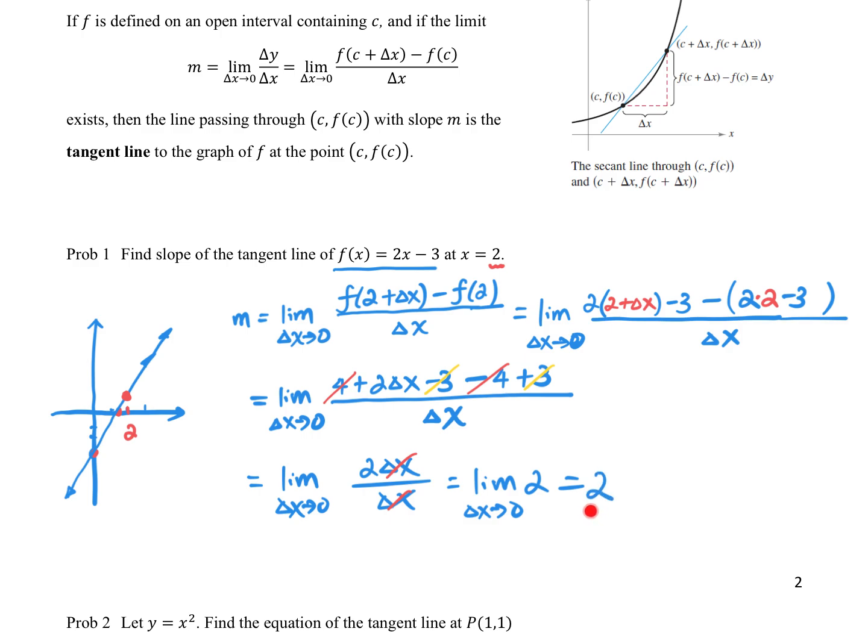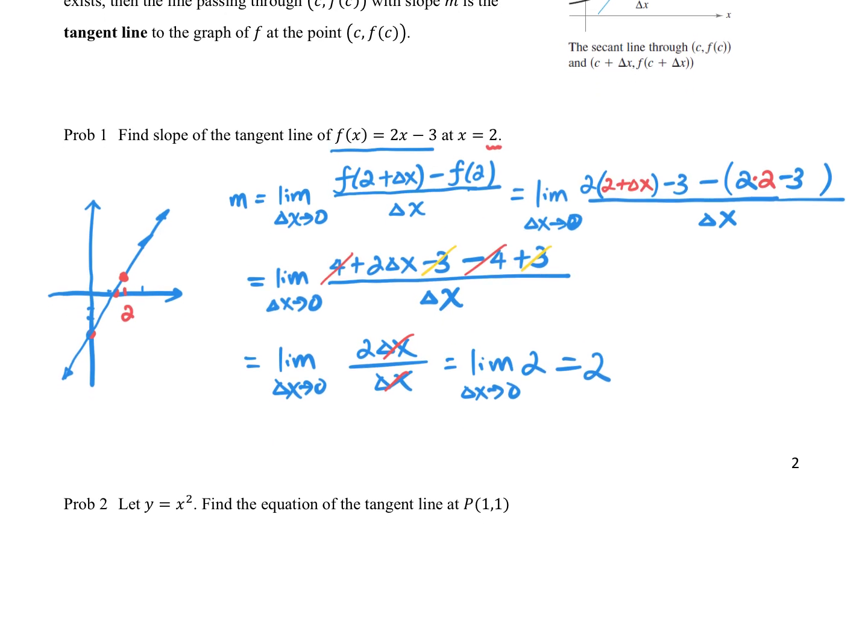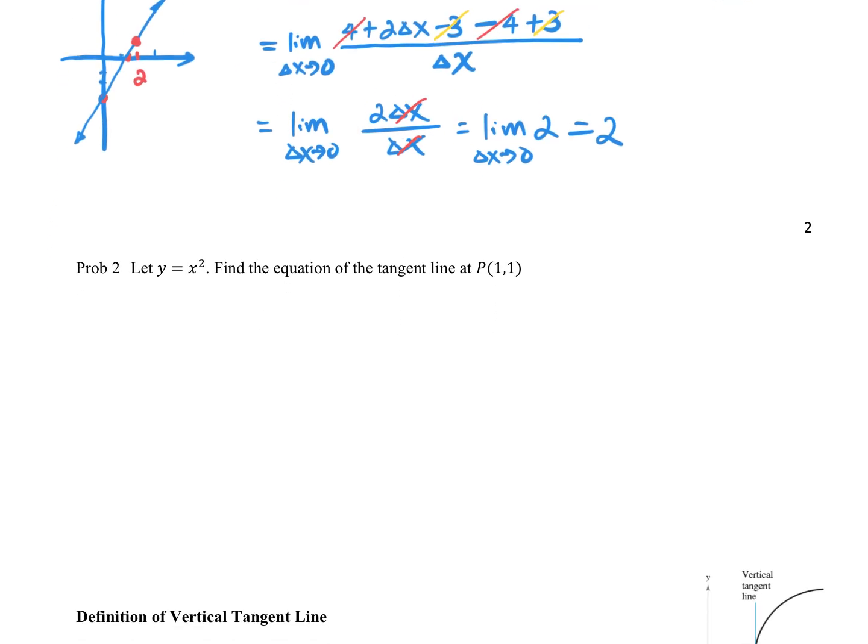And therefore, the slope of the tangent line at x equals 2 is equal to 2. That's what we discussed earlier, because we say that the direction of the tangent line coincides with the direction of the line in this case, which is 2. That's not a surprise to us. That's what we expected. What if the function is not linear? Now let's give a try on the next one.